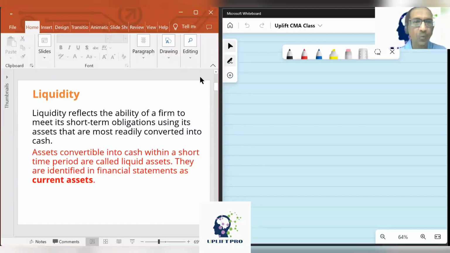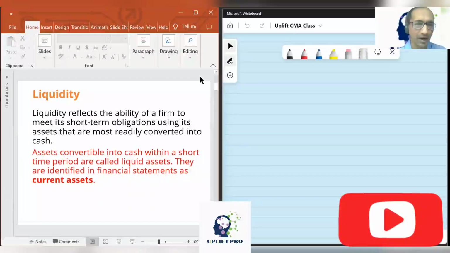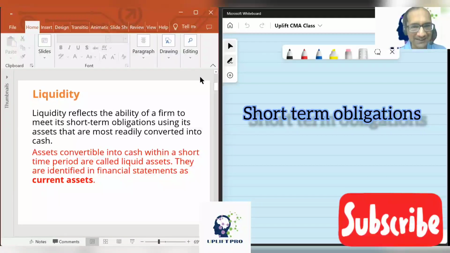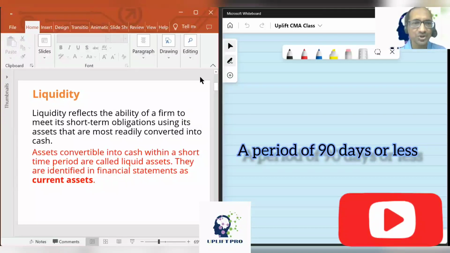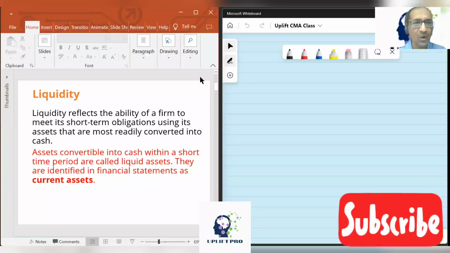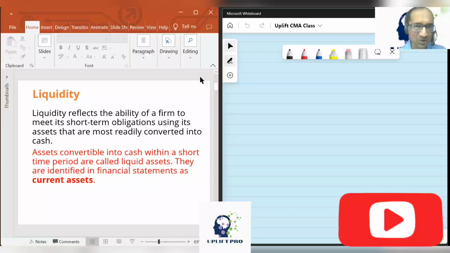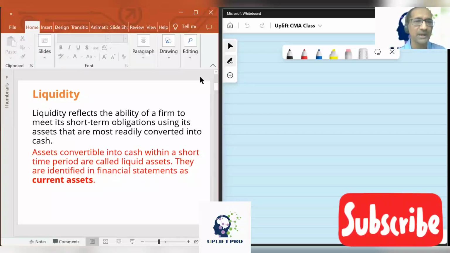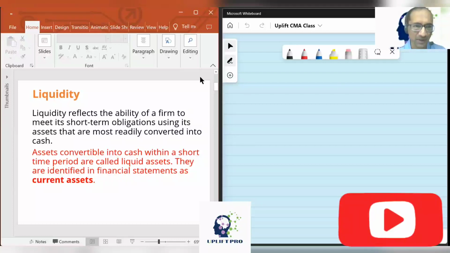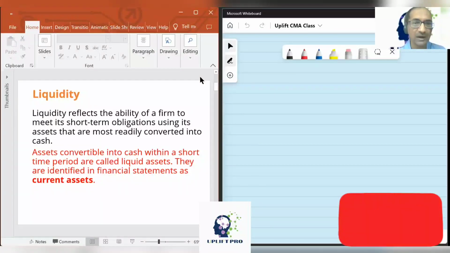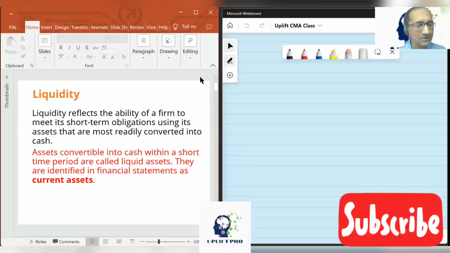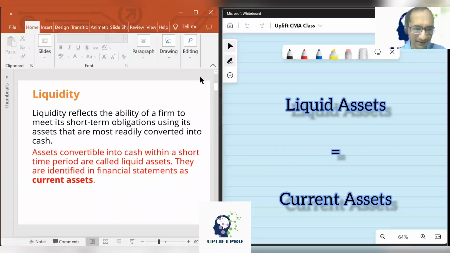So let's understand what we mean by short-term obligations. It usually means 90 days or less. Anything, or any payable, which needs to be paid within 90 days or in less than 90 days is considered to be a short-term obligation. Assets convertible into cash within a short time period are called liquid assets. They are identified in the financial statement as current assets.